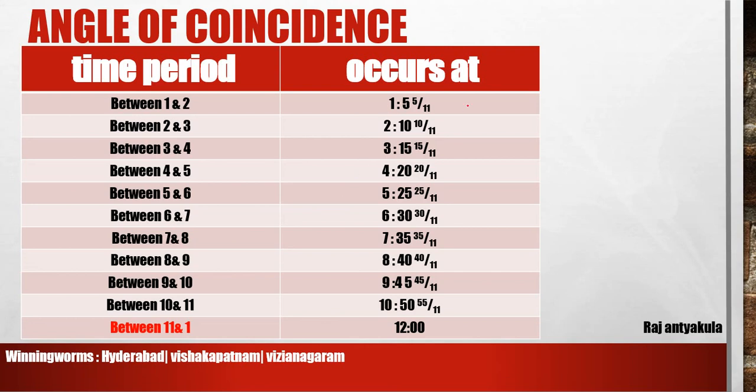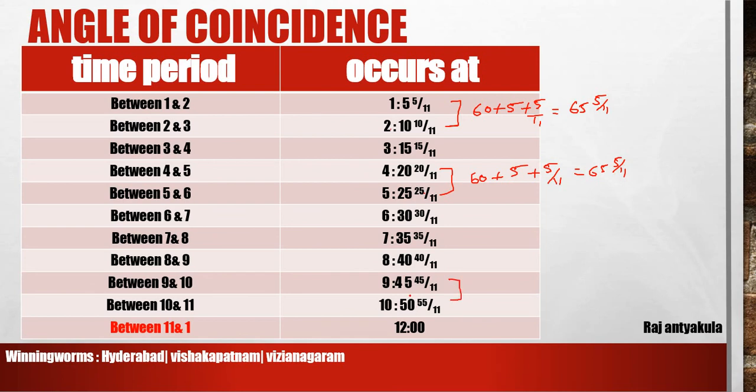Now let us see the time gap between any two successive coincidences. So 2 minus 1, 1 hour means 60 minutes, plus 10 minutes minus 5 minutes means 5 minutes, plus 10 by 11 minus 5 by 11, which is 5 by 11. So that equals 65 5 by 11. Let us see between these two. 5 minus 4, 60 minutes because 1 hour. 25 minus 20, which is 5 minutes. 25 by 11 minus 20 by 11 is nothing but 5 by 11, which equals 65 5 by 11.